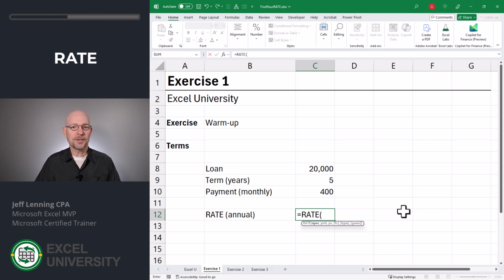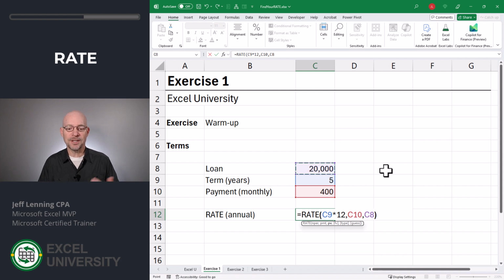The first argument is the number of periods, and in order to make this consistent, this also needs to be expressed monthly. So it's going to be the number of years times 12, comma, the payment. Once again, this needs to be monthly, and that's the value in this cell, so we just select that, comma, the present value is the loan amount, that's this. Close function. Now this is going to return the monthly rate. Since we want to see that as an annual rate, we need to multiply by 12, enter.